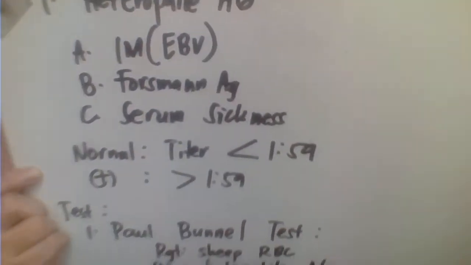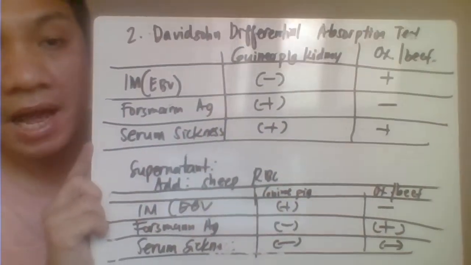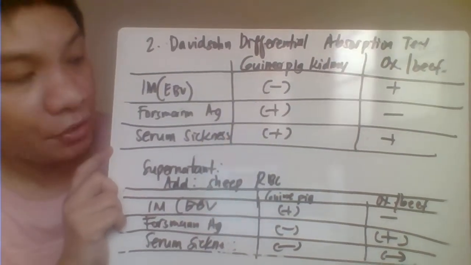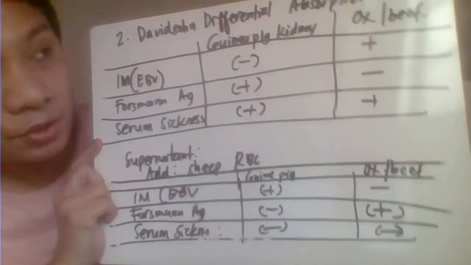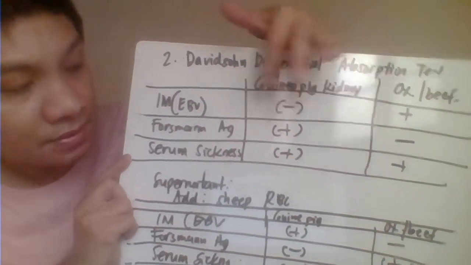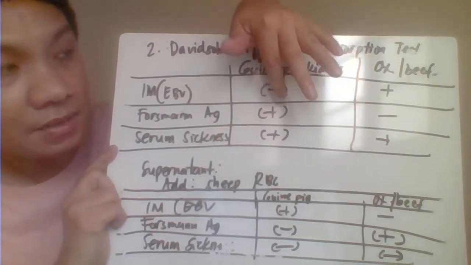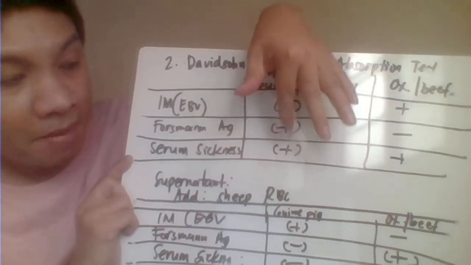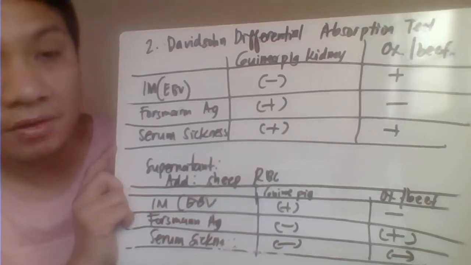To differentiate that, we have the Davidsohn differential absorption test. It is based on the principle that the Epstein-Barr virus antibody is adsorbed only by ox beef, but not by guinea pig kidney cells. Forssman antigen antibody is adsorbed by guinea pig kidney cells, but not by ox beef. And serum sickness is adsorbed by both guinea pig kidney cells and ox beef.